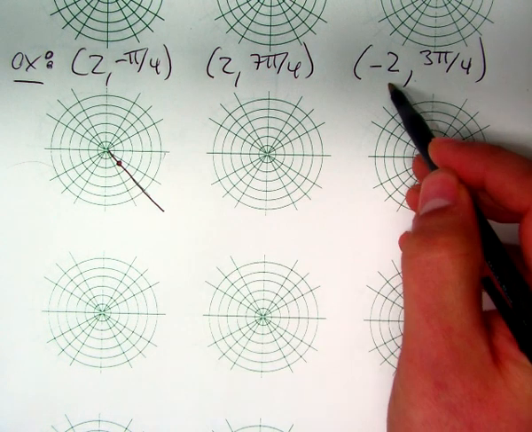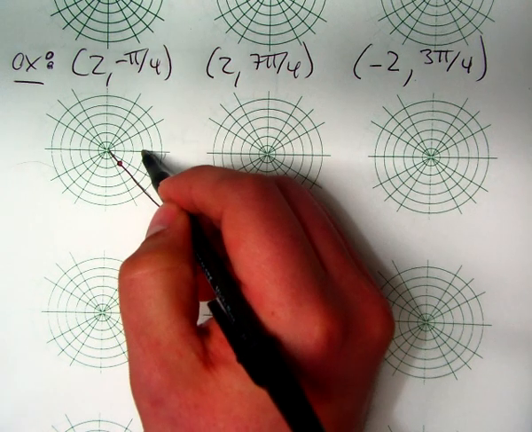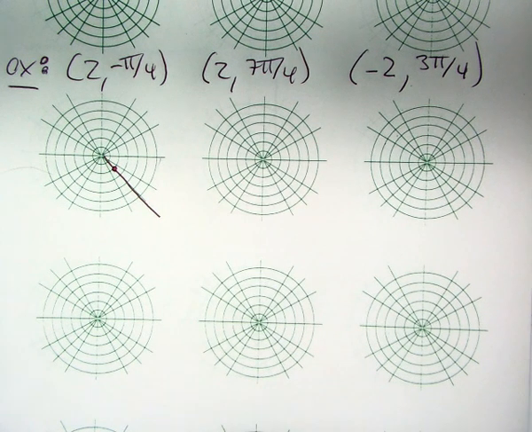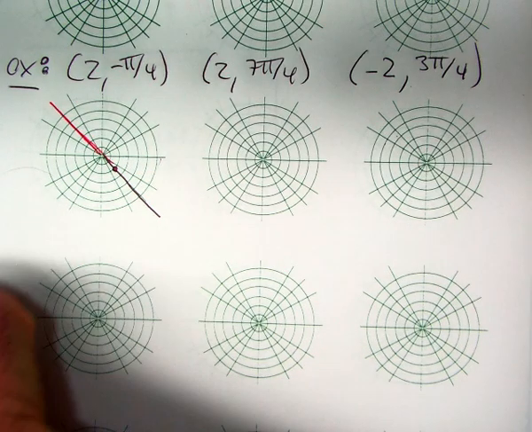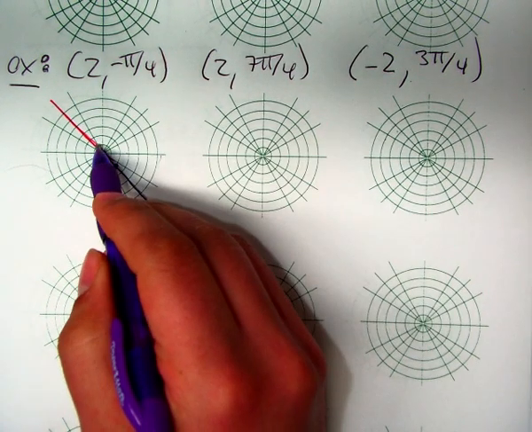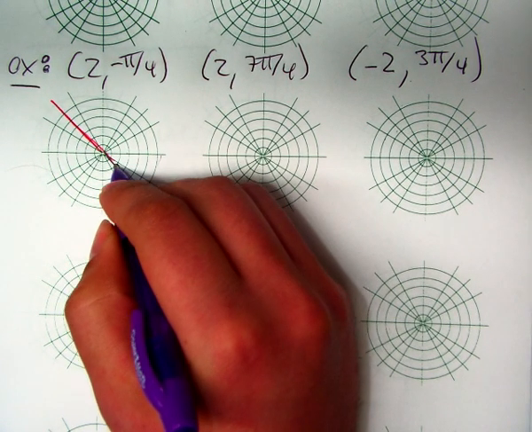This one I go to 3 pi over 4. 3 pi over 4 is right here, right? But what do I do instead of going out positive 2? I go negative, back, same spot. Does everybody understand? Okay.